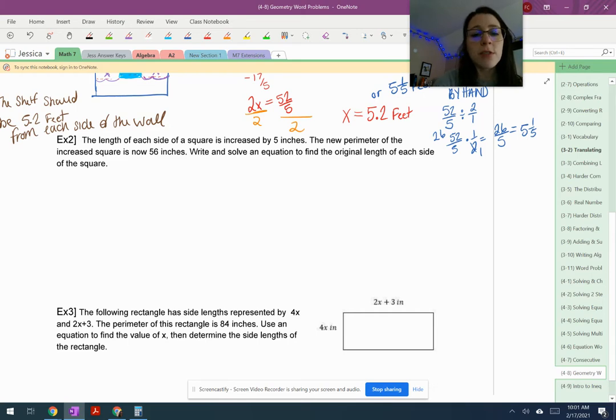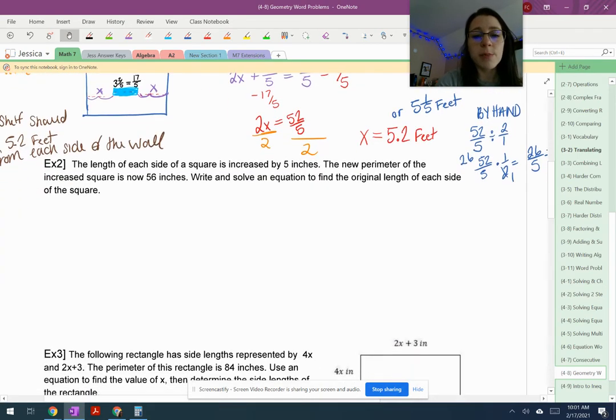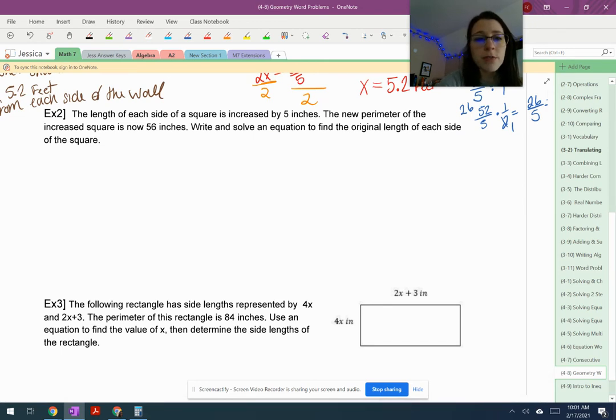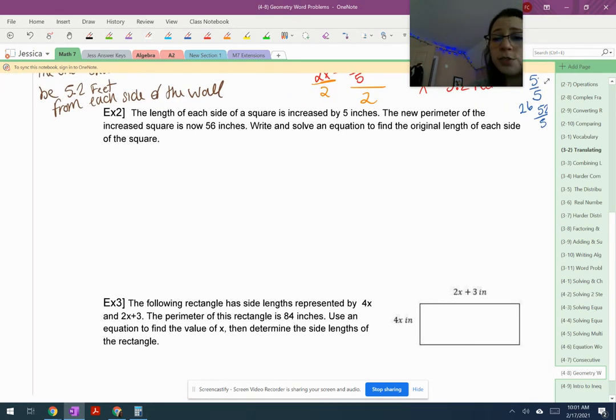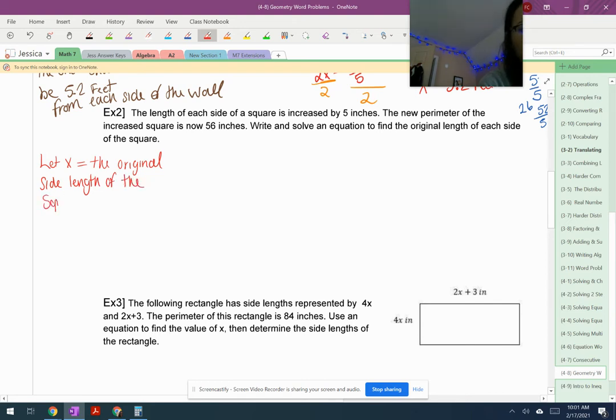So the length of each side of a square is increased by 5 inches. The new perimeter of the increased square is now 56 inches. Write and solve an equation to find the original length of each side of the square. So per usual, I'm going to start off with my let statement. The question is asking me to find the original length of each side. So we are going to let x equal the original side length of the square.